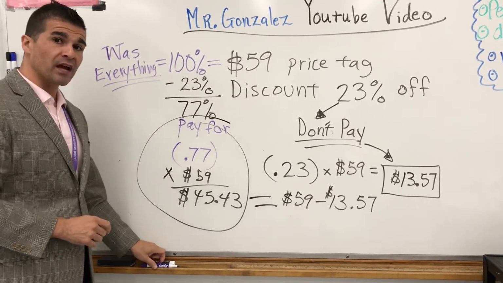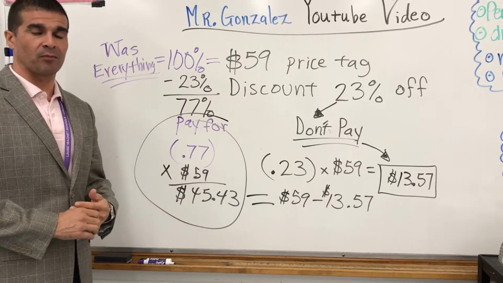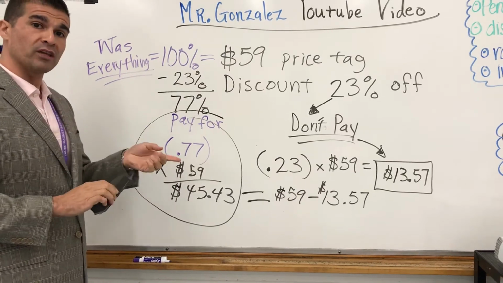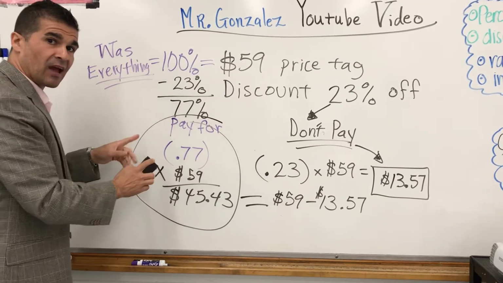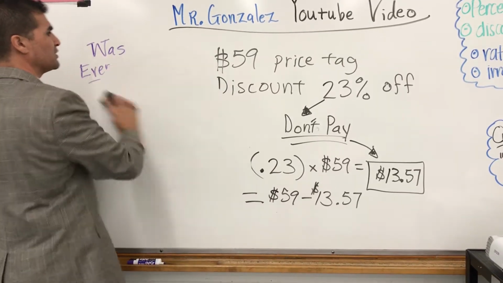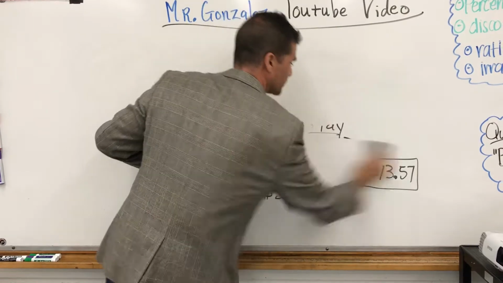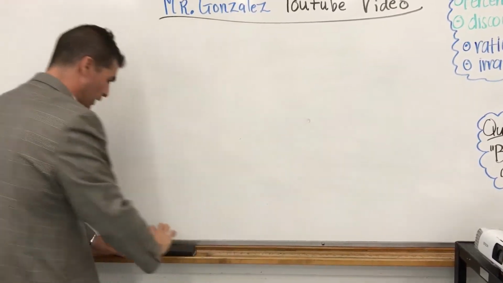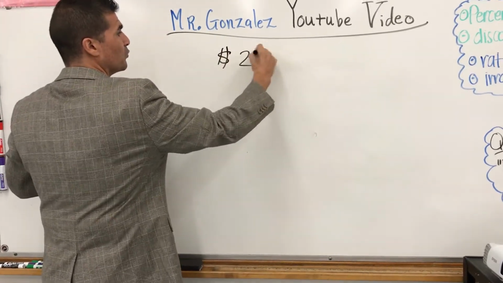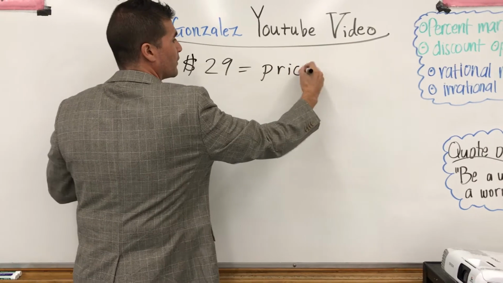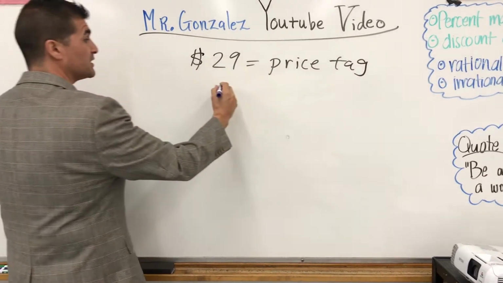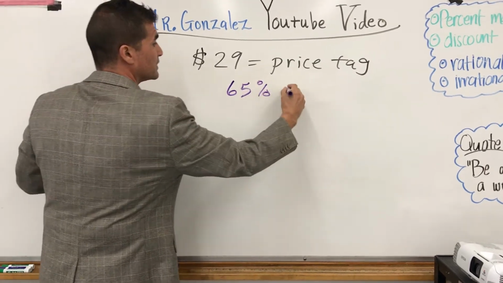So I want you to do a practice problem. Let me write you a practice problem very similar to this, and then I want you to answer it. Hopefully you copy this down and then pause the video. I'm going to have you answer your own question, very similar to what you just had. Let's pretend there's another discount, but this is the new price tag. This price tag is equal to $29. You're going to have a 65% discount.